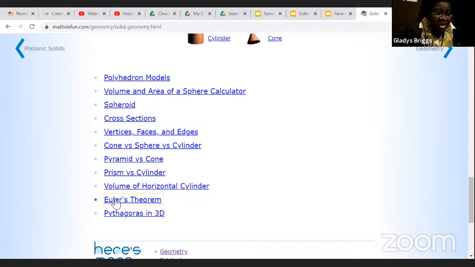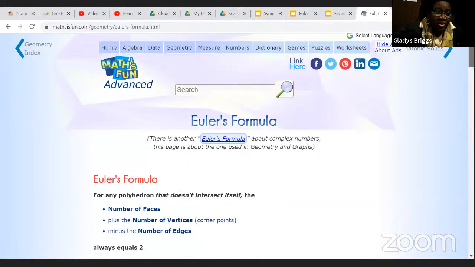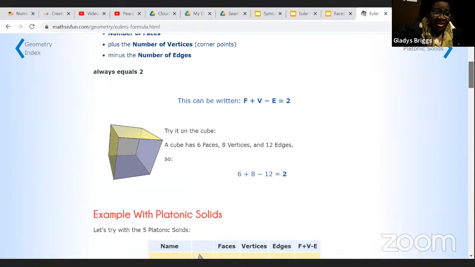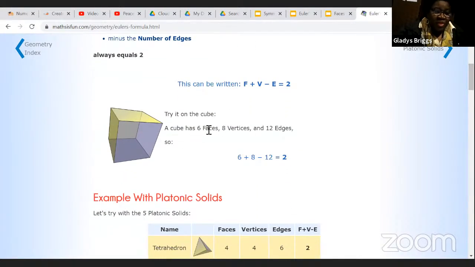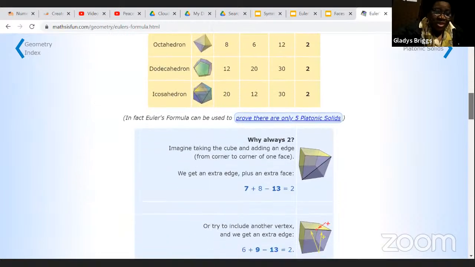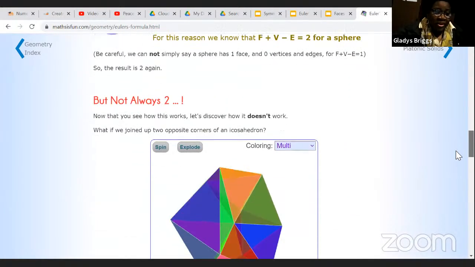And you know about Euler's theorem. Euler's formula. This is the formula that you wrote down. F plus V minus E is equal to 2. We wrote this in a different way, but it's the same formula. So a cube has 6 faces, 8 vertices, and 12 edges. So you will have 6 plus 8 minus 12 is equal to 2, which is correct. Yeah. So I haven't told you about Platonic shapes, so I'm not going to go into that.